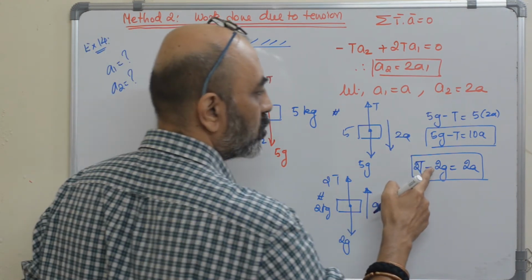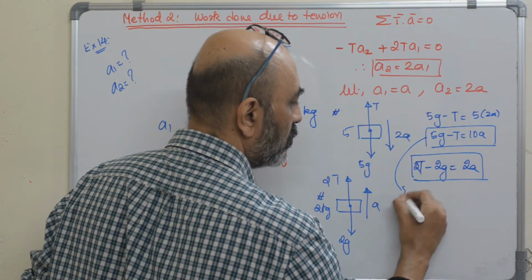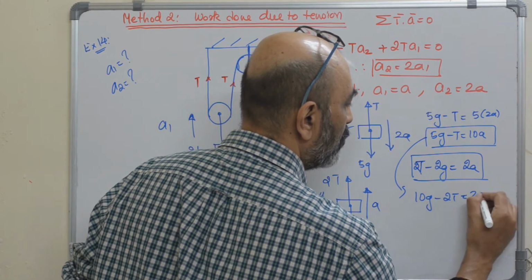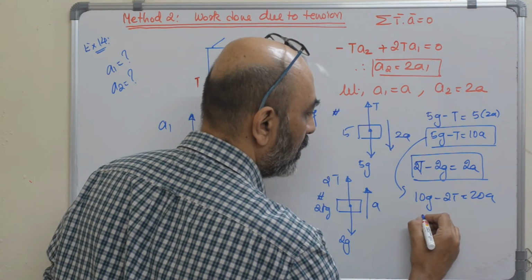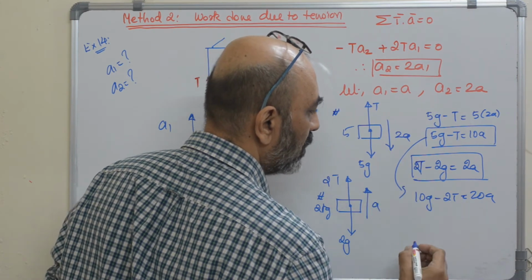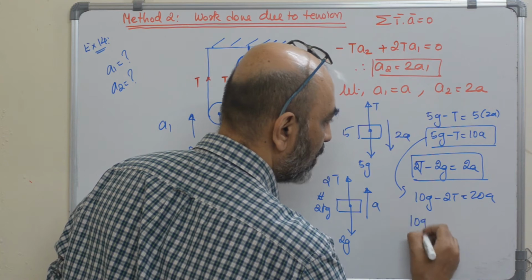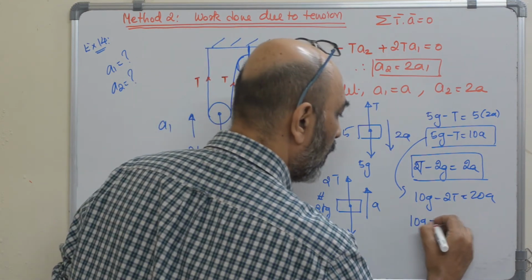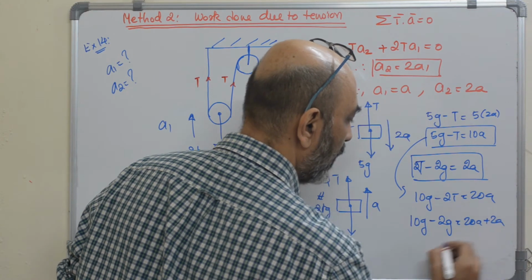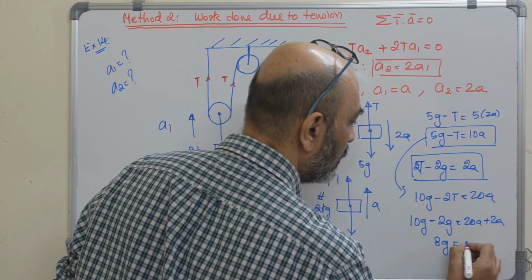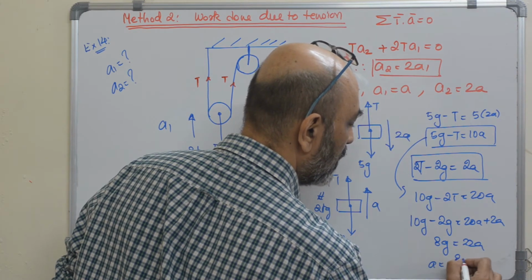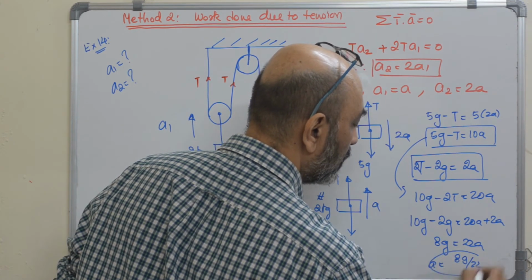Now we would like to solve this, so we multiply this by 2, so we get 10g minus 2T is equal to 20a, and we add this to this. When we add, 2T and 2T get cancelled, we'll get 10g minus 2g as 20a plus 2a, so we get 8g as 22a. A is equal to 8g by 22.